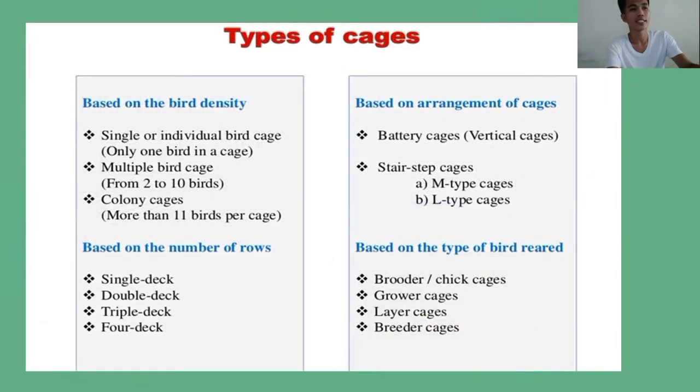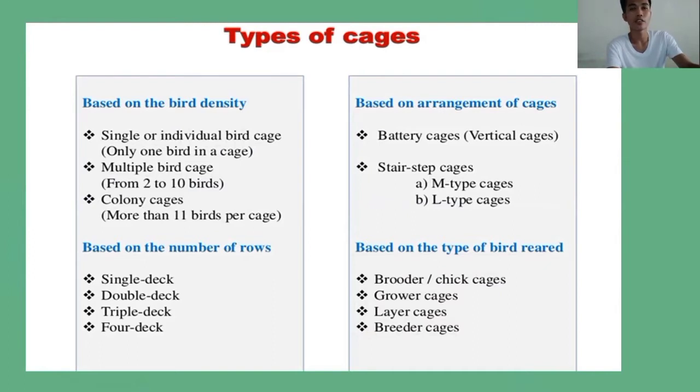Types of cages. Based on the bird density: if you have only one bird in a cage, it is called a single or individual bird cage. If you have 2 to 10 birds, it is called a multiple bird cage. And if you have more than 11 birds per cage, it is called a colony cage. Based on the number of rows: single deck, double deck, triple deck, and four deck.